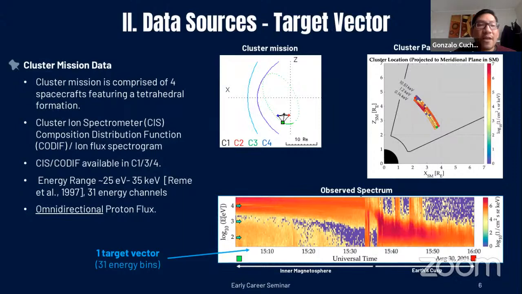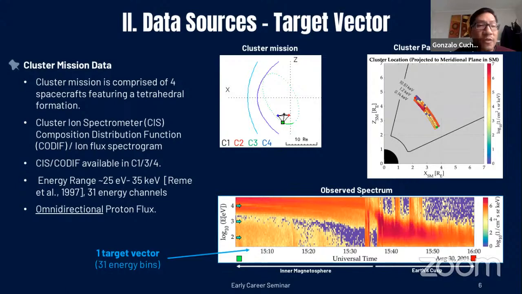The Cluster mission data has 4 spacecraft featuring a tetrahedral formation, as you can see here. Each spacecraft has a name, but I simplify that name with these letters and numbers, C1 to C4. Each spacecraft has around 11 different instruments.